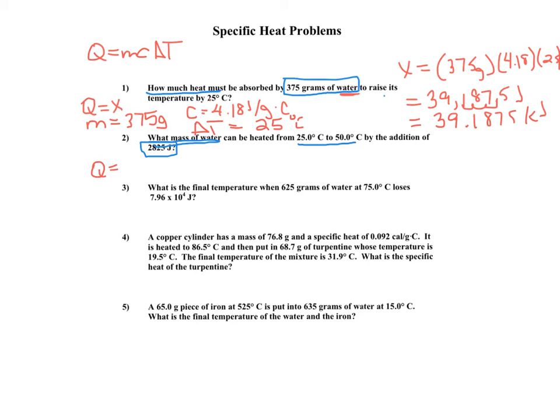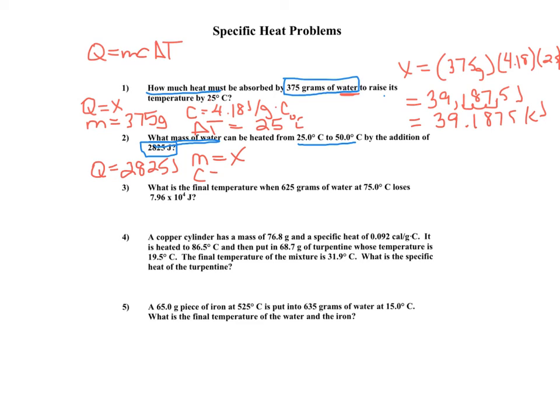Q. It says by the addition of 2,825 joules. That's going to be the total amount of energy needed to raise that temperature, that change in temperature of a particular mass of water. And so this 2,825 J is our Q. That's the total change. So 2,825 joules of energy. All right. M is what we're solving for. M is our X. What is the mass? What mass of water? So that's what we're solving for.